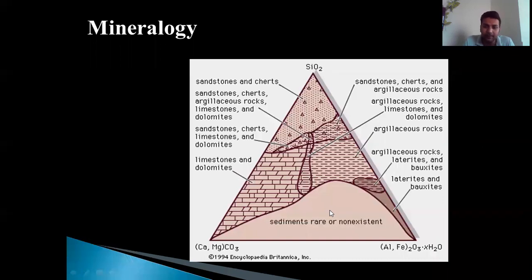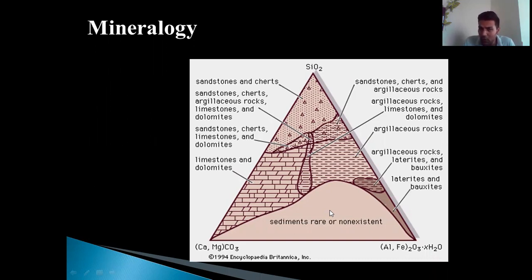a certain area, but a majority of the area at the downside of the triangular diagram, where the carbonate and the aluminum iron hydroxides are there, sediments are rare or non-existent. Means usually they won't exist. Why? Because they are not resistant to weathering and erosion.